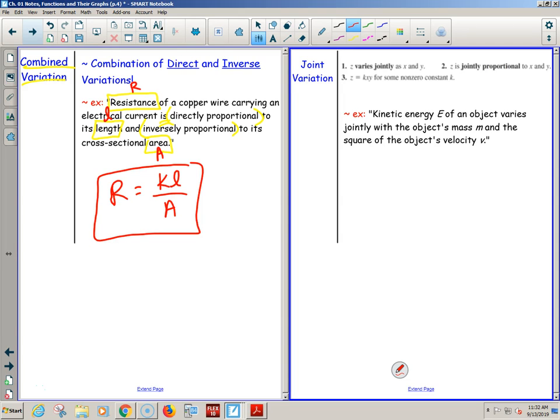And there's one last one. Joint variation. Direct and inverse, like the big two, combined. And joint says you can actually have both the same way.